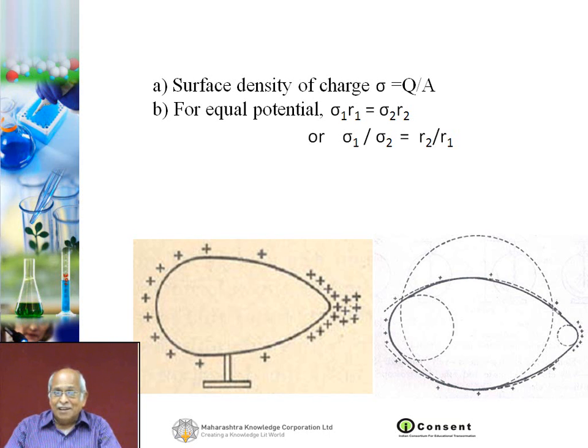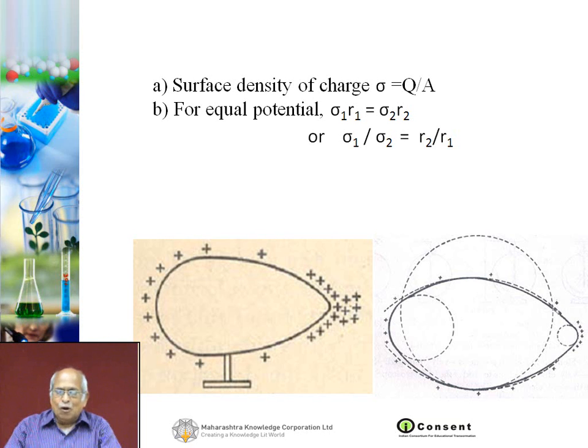Now look at the equation. Sigma 1 R1 equals sigma 2 R2 because the potential everywhere is the same. It of course means sigma 1 upon sigma 2 is R2 upon R1. That means the surface density of charge is inversely proportional to radius.